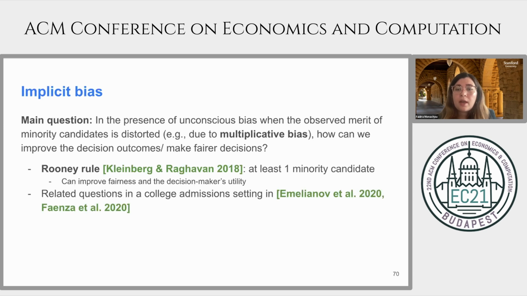decisions? One particular case where the observed merit of a minority candidate is distorted is when there is some multiplicative bias. So instead of observing the true skill Q that I was telling you about all the time, for minority workers we actually observe Q over beta, where beta is this implicit unconscious bias. When the Loury rule is applied to settings with implicit bias, it can improve fairness and at the same time, the decision maker's utility.